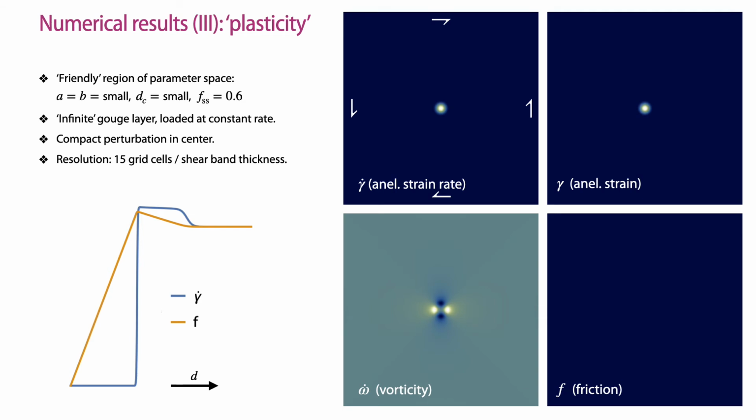I'm going to play a movie of the model evolution, and we'll be showing the effective anelastic strain rate in bright colors in the top left panel, the accumulated anelastic strain in similar color scale in the top right panel, the vorticity in the bottom left panel with left lateral motion in blue and right lateral motion in yellow, and finally the friction coefficient in the bottom right panel with again largest value in bright yellow and lower values in dark blue. If you're unsure what to focus on, I can suggest looking at the vorticity in the bottom left panel.